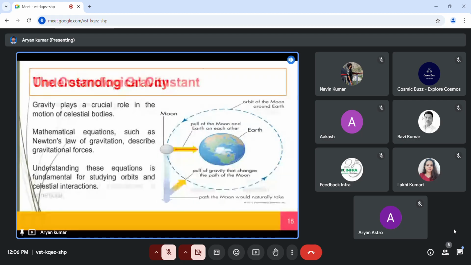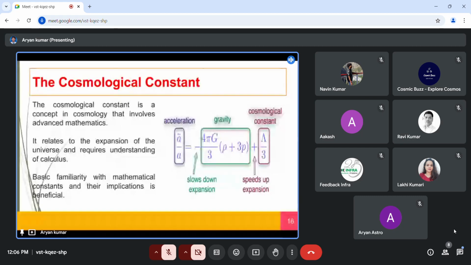The cosmological constant involves advanced math, reflects the expansion of the universe, and requires understanding of calculus. Basic familiarity with mathematical constants and their implications is needed for simulation and modeling.